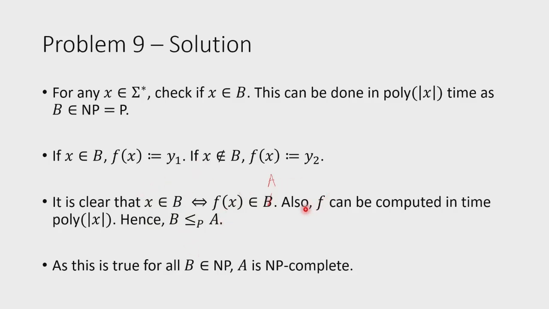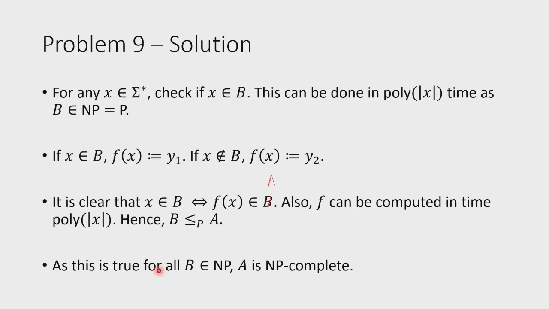Yes. Also, f can be computed in time polynomial in the size of x, right? Because what are we doing? We are just checking if x is in B or not, which can be done in polynomial time because B is in P. So we have shown that there exists a function satisfying this, which can be computed in time polynomial in the size of x. So what we have shown is that B reduces to A in polynomial time. This is what we wanted to prove, right?